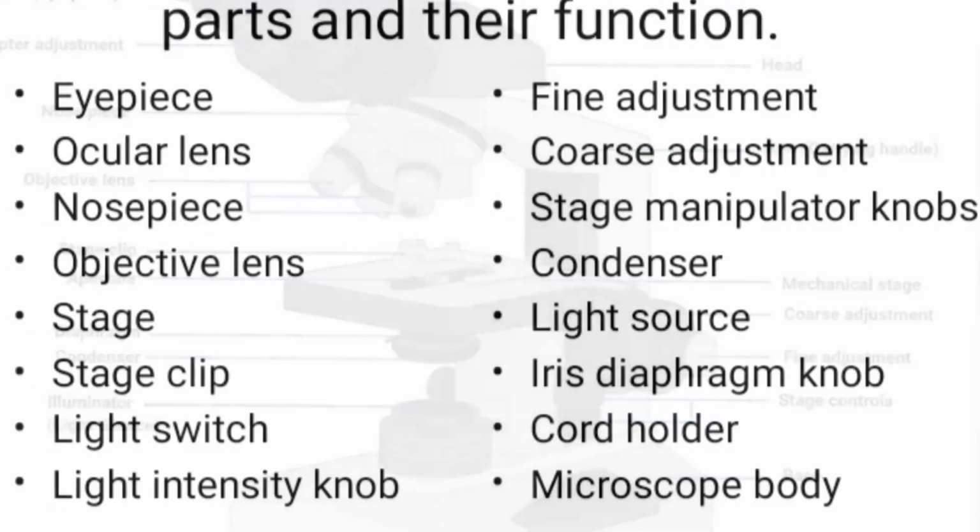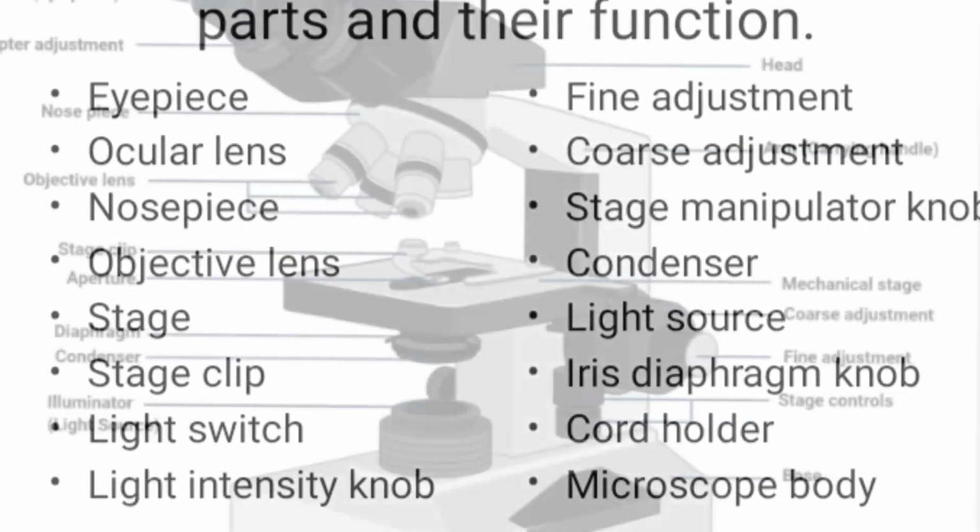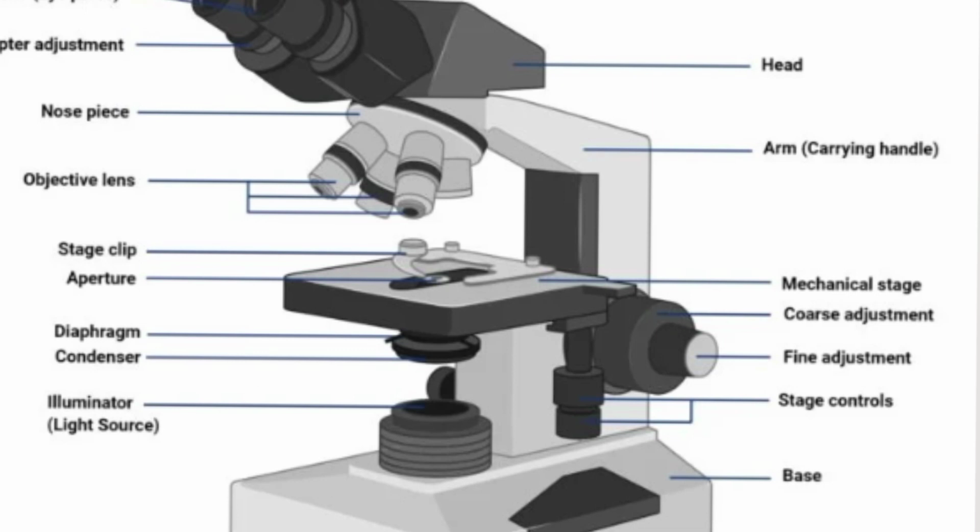Cord holder. Location varies depending on microscope model. The cord holder is a practical feature for holding and managing the power cord of the microscope. It helps prevent the cord from interfering with the user's workplace or getting tangled.